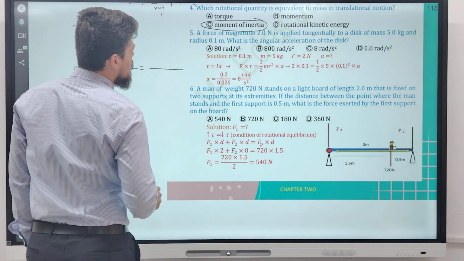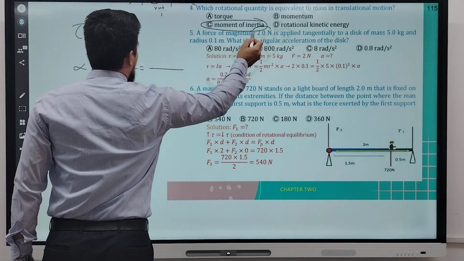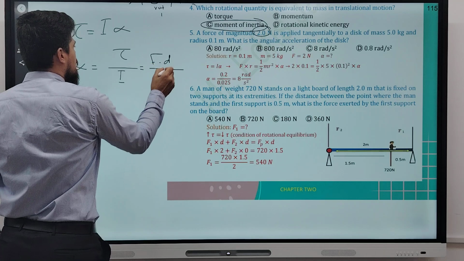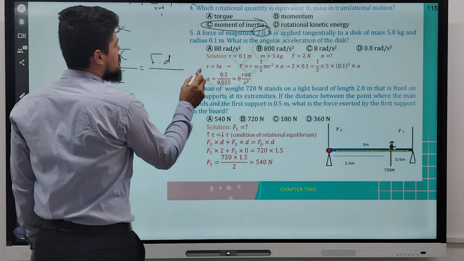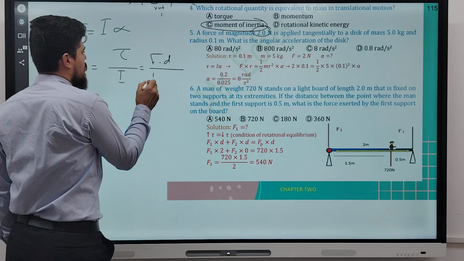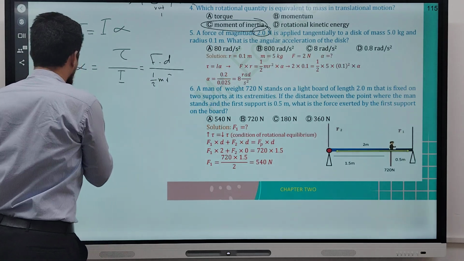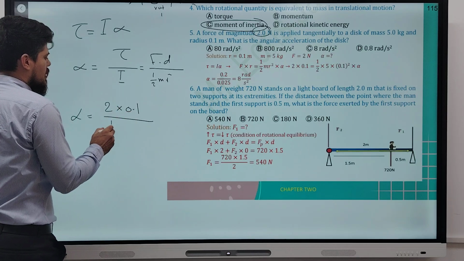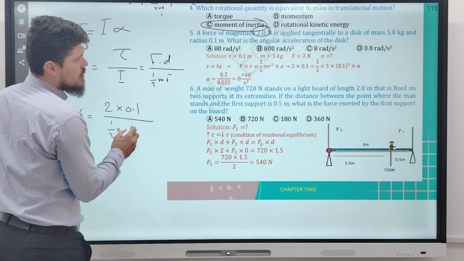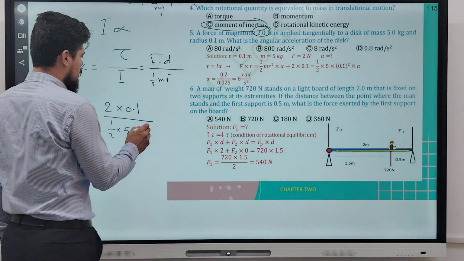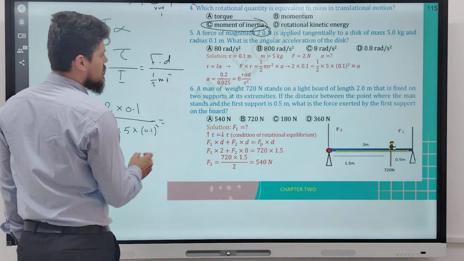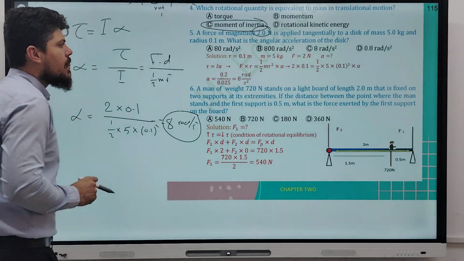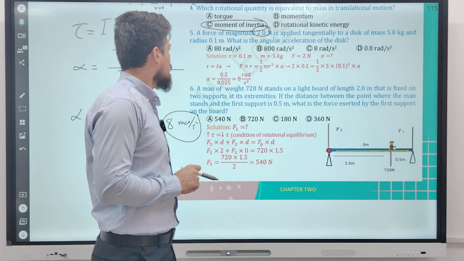Torque was not given, but the force applied tangentially to the disc, F times d, over the moment of inertia. The disc has moment of inertia 1 over 2 M R squared. Force was given, 2 Newton. The distance from the axis of rotation is 0.1 meter. Over 1 over 2 times 5 kilogram for the disc, times 0.1 squared, which is equal to 8 radian per second square. Okay? 8 radian per second square.